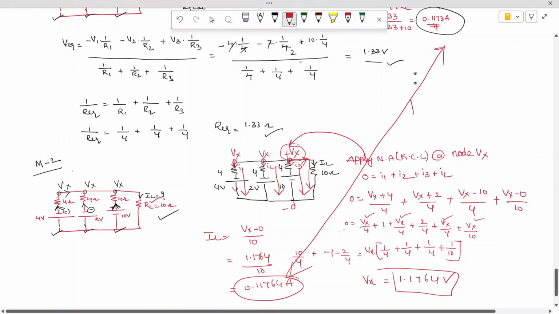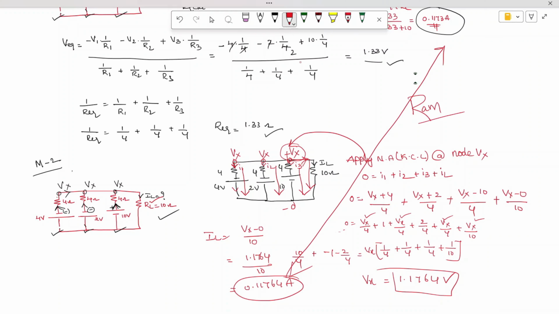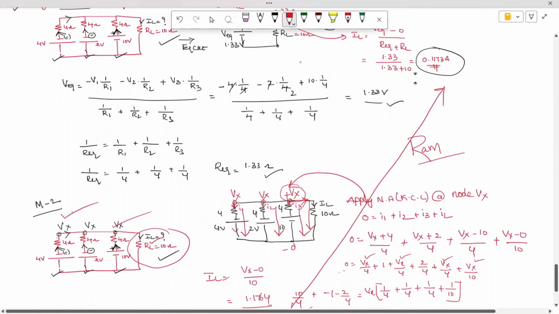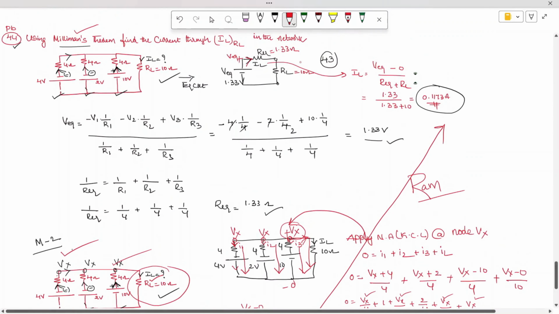You verify both the answers. You can see here the answers are the same, so we can conclude the method we used with Millman's is also correct, and by nodal analysis we also cross checked. If the question directly asks to find the current across RL, you can use this method; there's no need of using Millman's. If the question specifically asks to solve by Millman's, then you can use that procedure. But the answers are the same. Hope you are able to understand.